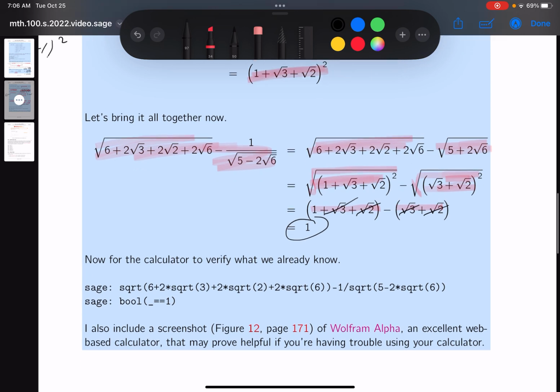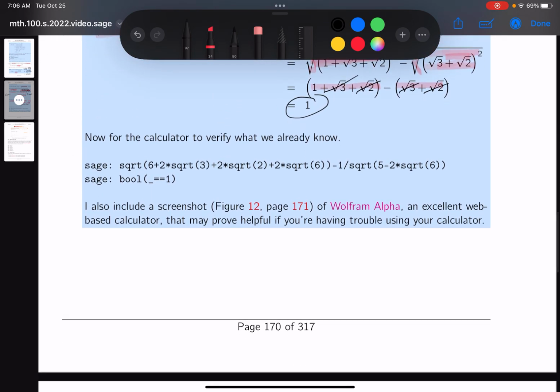All right, they also said verified using a calculator. I realize for some students using the product called Sage is too difficult. They get very confused by it. But anyway, this is the Sage code for it. And a Boolean is basically comparing, is that thing really the same thing as 1 as we think it is? And it is, all right?